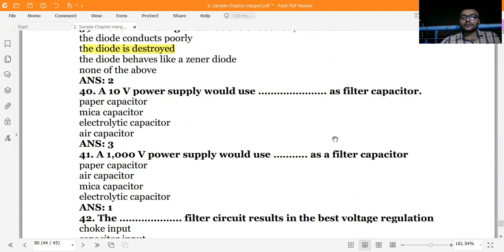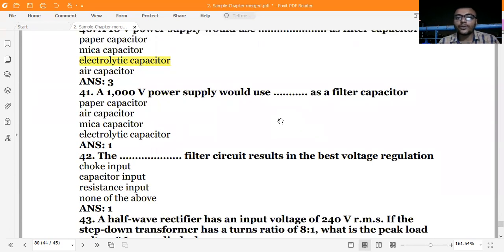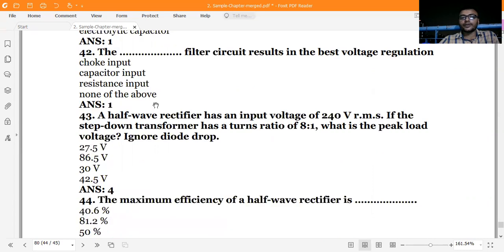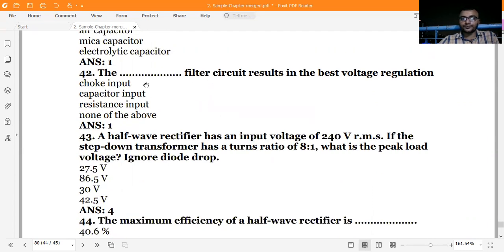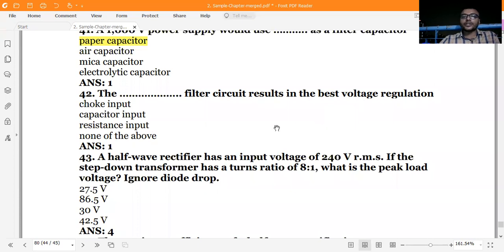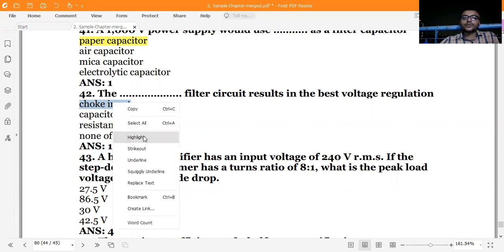In a power supply, an electrolytic capacitor is used as the filter capacitor. This is a theoretical question we have to take care of. We have to see which filter results in the best voltage regulation. The choke input, the capacitor input, the resistance input, this is a theoretical question we have to take care of.